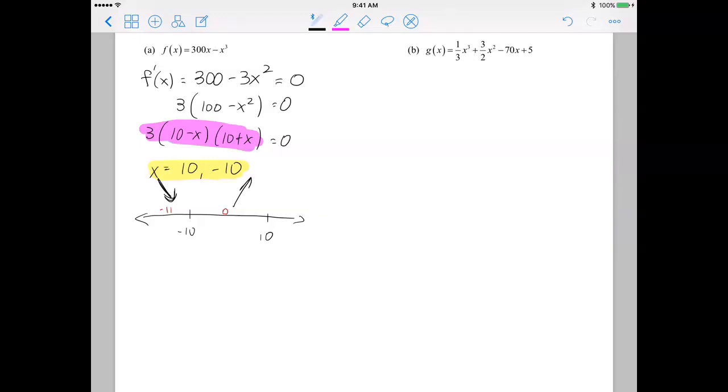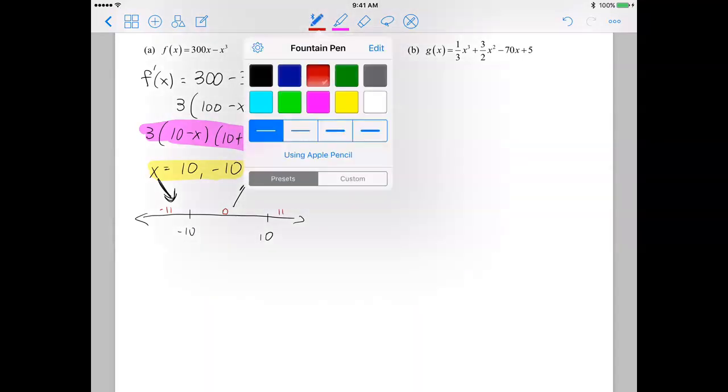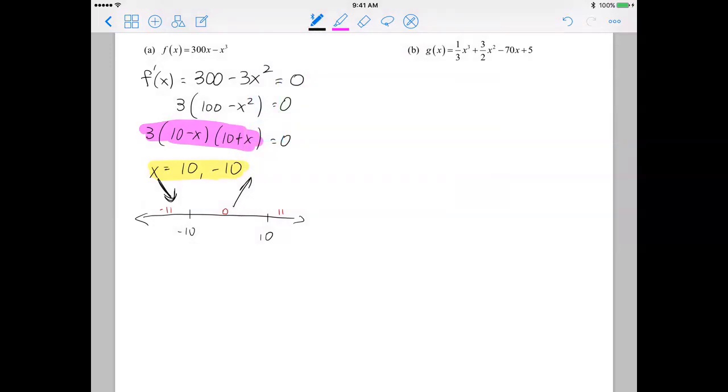Okay, and then for anything greater than 10, we could certainly plug in 11, and if we plug in 11, then 10 minus 11 is negative, 10 plus 11 is positive, and a negative times a positive is negative. Okay, so this is now going to allow me to write my answer. So I'm going to write down that this function was increasing on the interval from negative 10 to 10. It was decreasing from negative infinity to negative 10, and also from 10 to infinity.